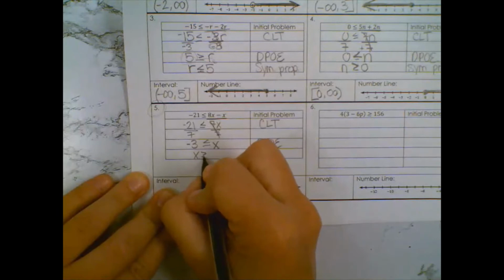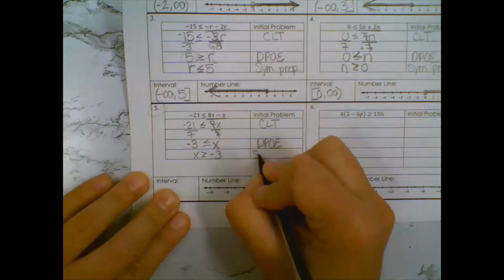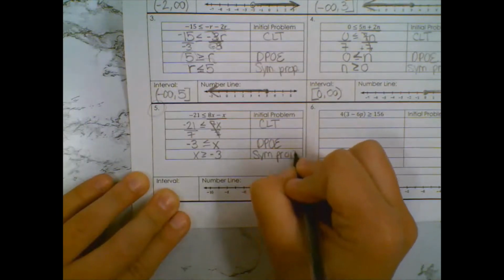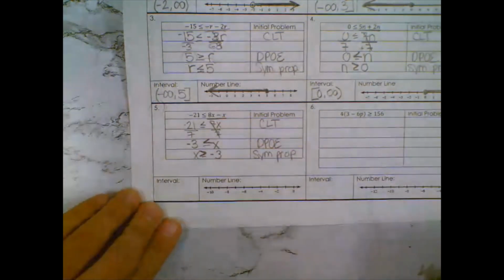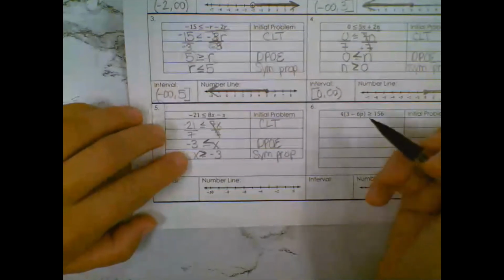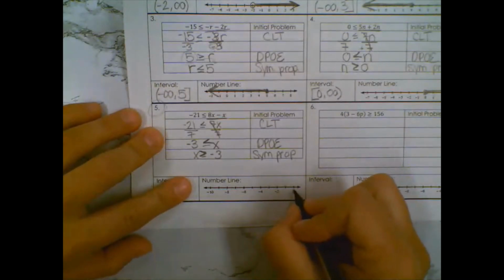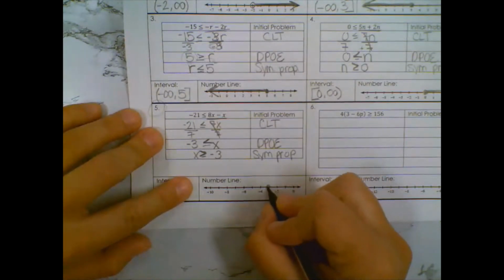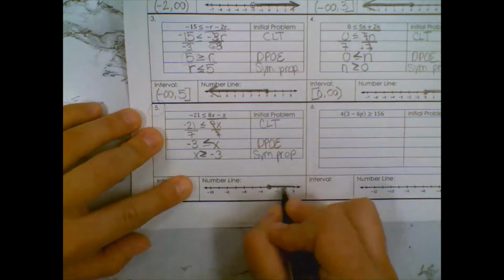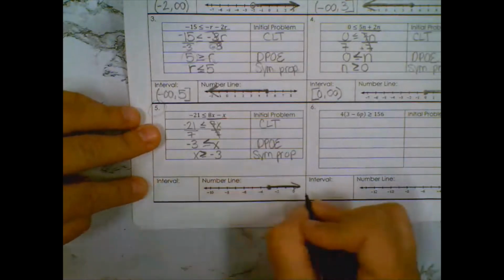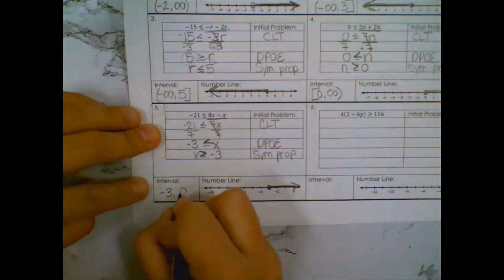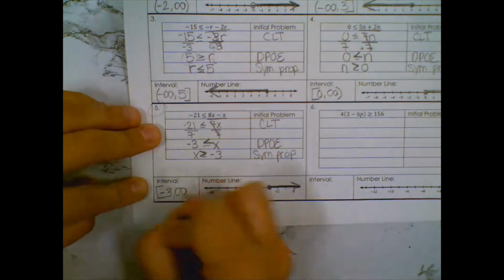I'm going to flip with symmetric property. And when I flip, I need to make sure I change the sign because x was greater, so it is going to stay greater. So at negative 3 is where I'm going to draw my dot. So this is negative 1, negative 2, negative 3. Closed dot, greater to the right. And then my interval notation, negative 3 to infinity. Negative 3 is a bracket. Infinity is parentheses.